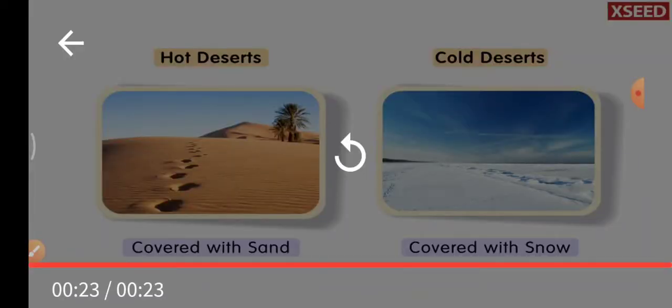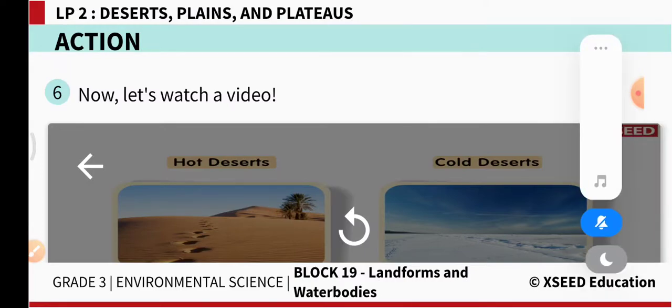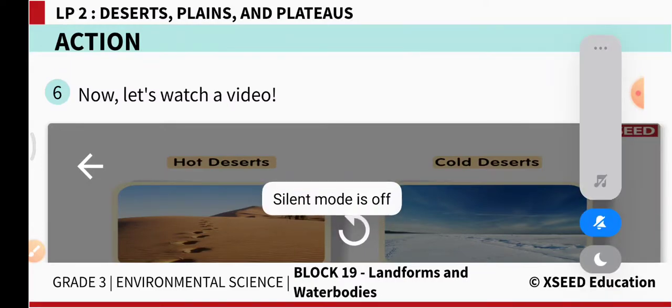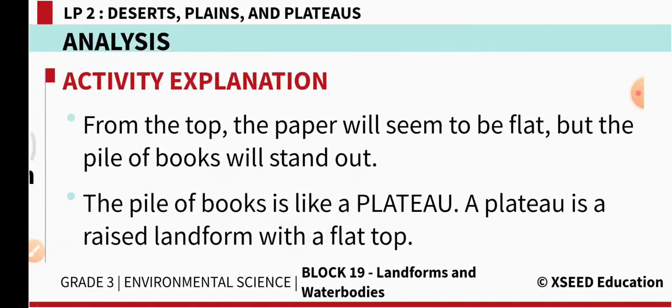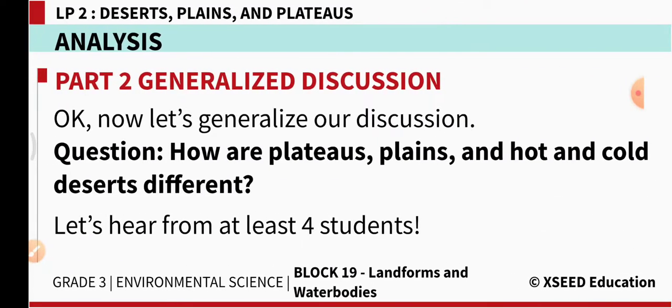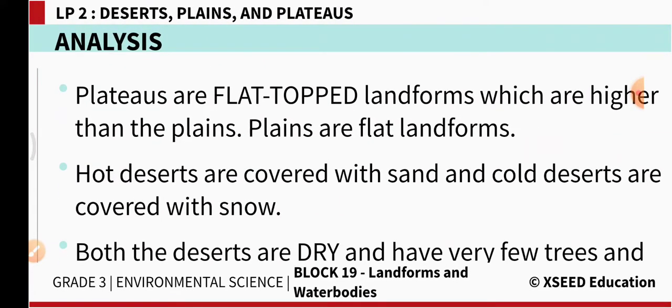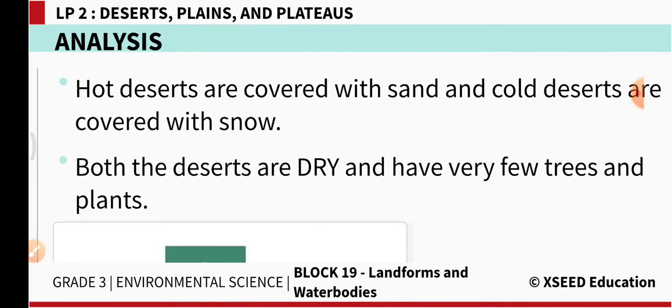So we learned about the plateaus, plains and deserts. In desert, once again we have hot deserts and cold deserts, right? So how are plateaus, plains and hot and cold deserts different? Plateaus are flat-topped landforms which are higher than plains. Plains are flat landforms. Okay? Plateaus are flat-topped landforms which are higher than plains. Plains are flat. Hot deserts are covered with sand and cold deserts are covered with snow.